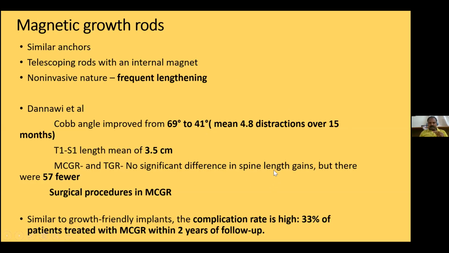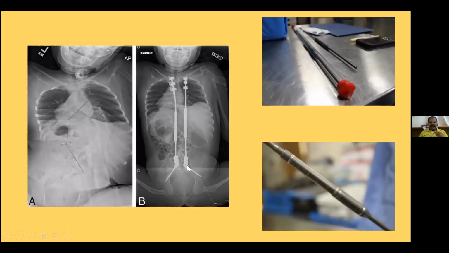Okay, so how is this done? This is how it is done. Again, the anchors are the same. You need to have good anchors for all the distraction based techniques. The problems will come with the anchors, the complications. So you need to have a good anchor. You need to get it fused and then start distracting. So this is how a magnetic rod looks like.